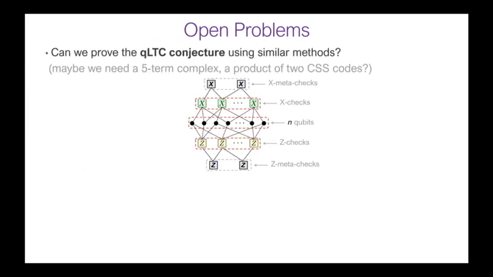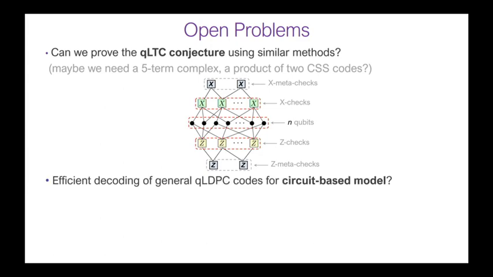Okay, let me skip this. And let us finish with a set of open problems. So first of all, of course, the next major open problem is whether QLTC codes exist, good QLTC codes. And the natural candidate is a complex with 5 terms instead of 3.